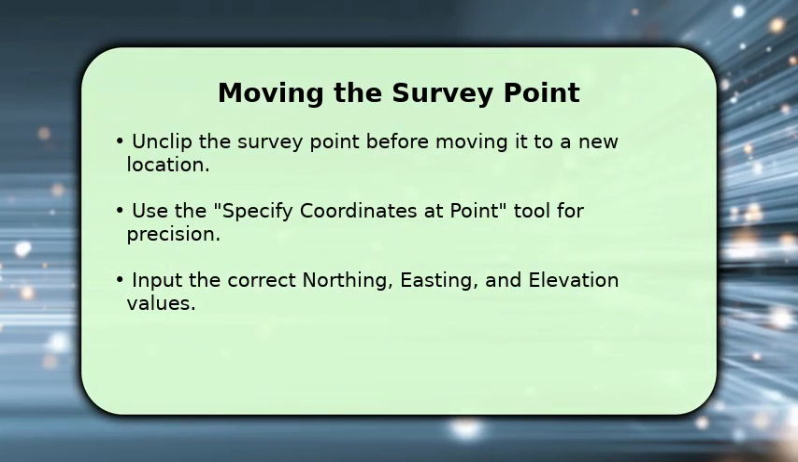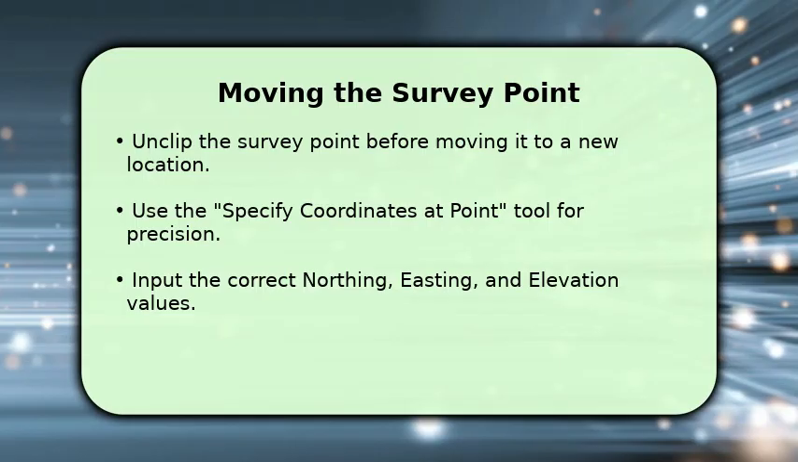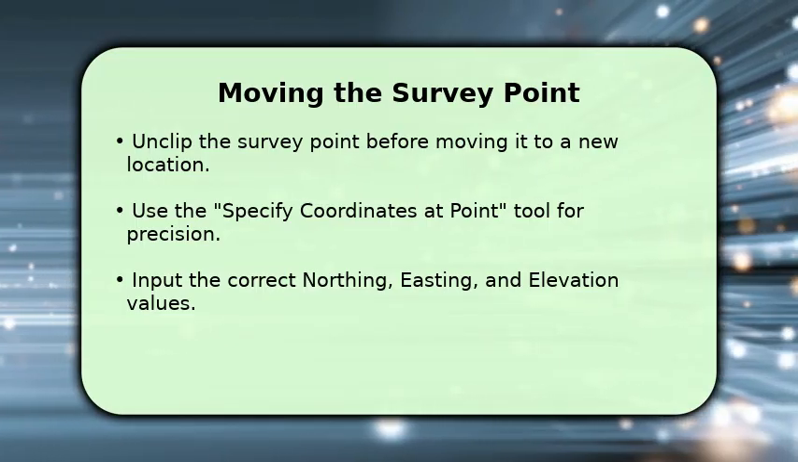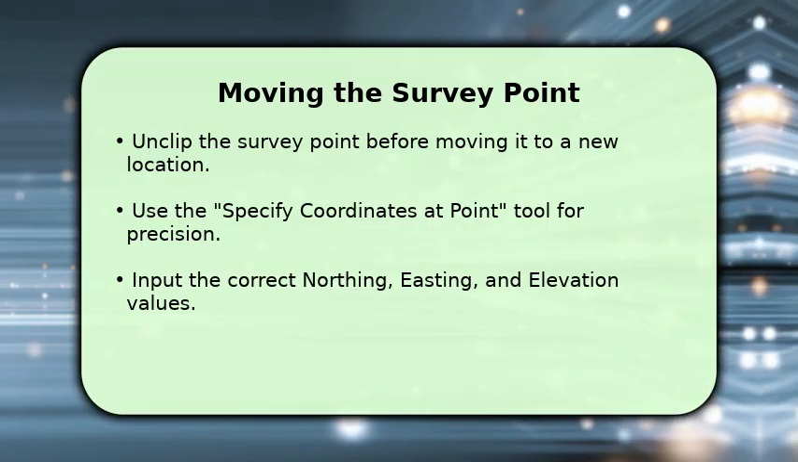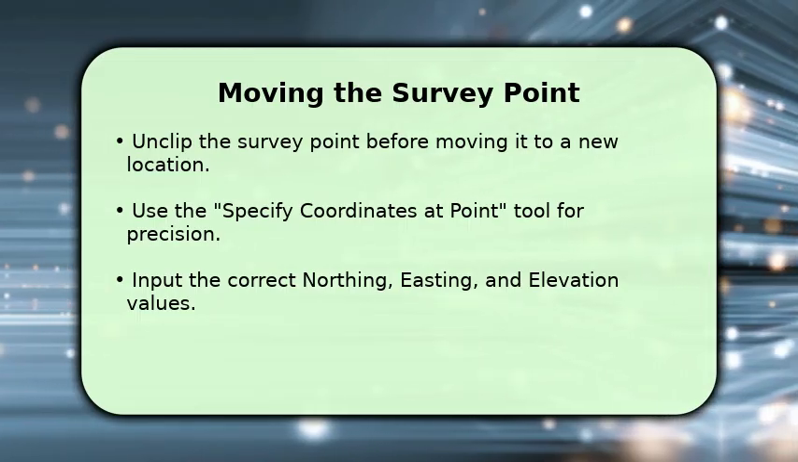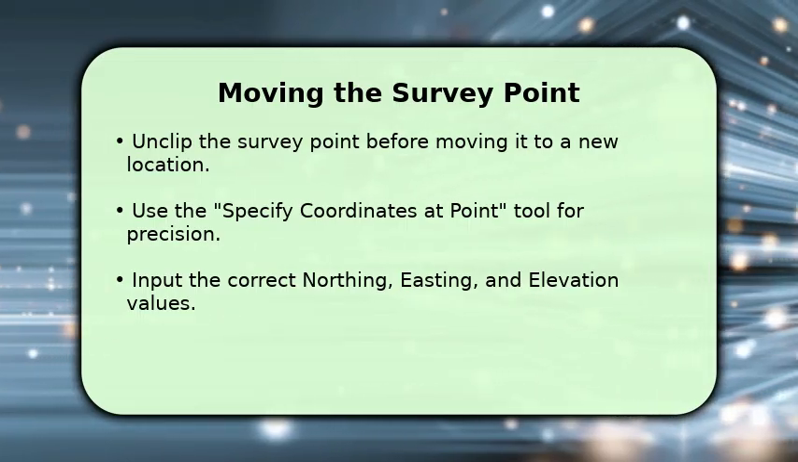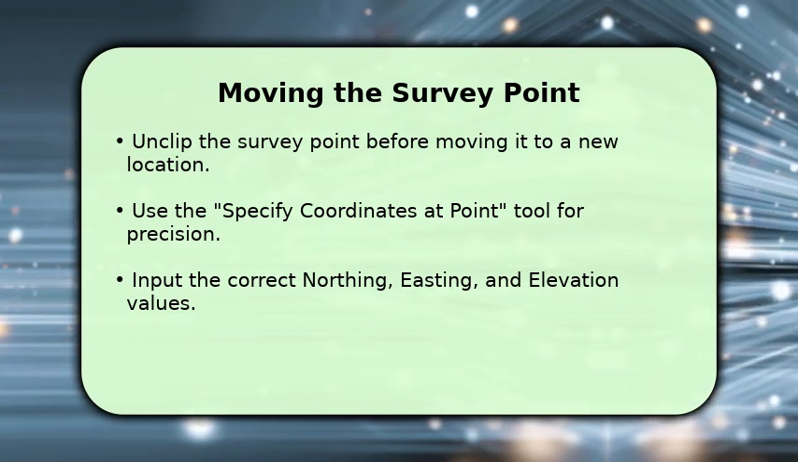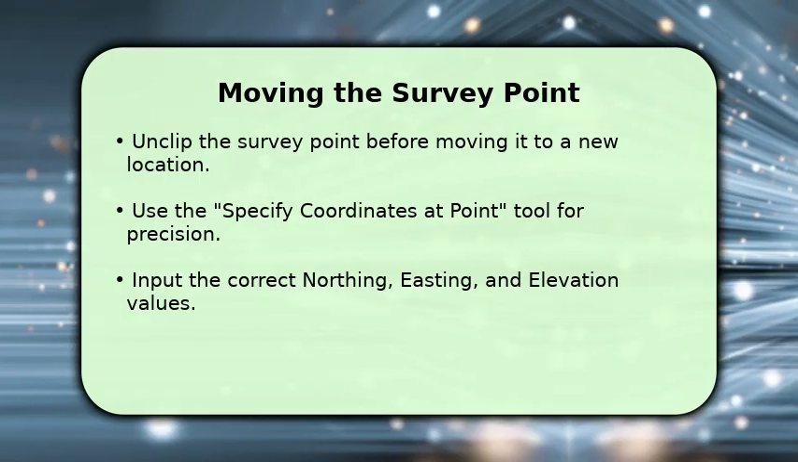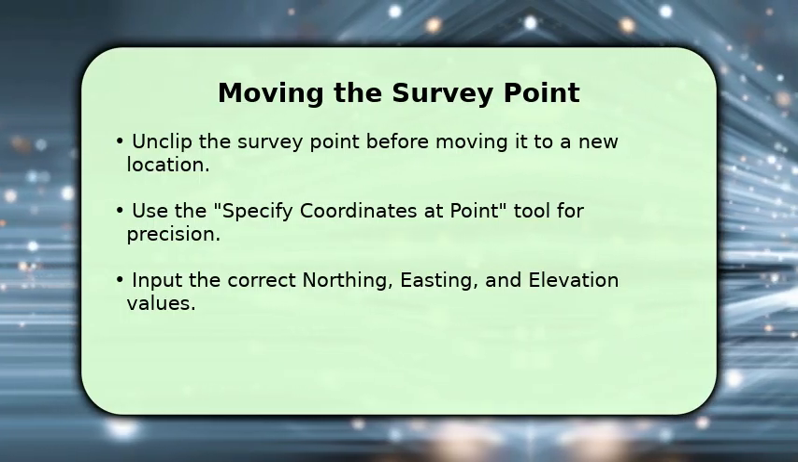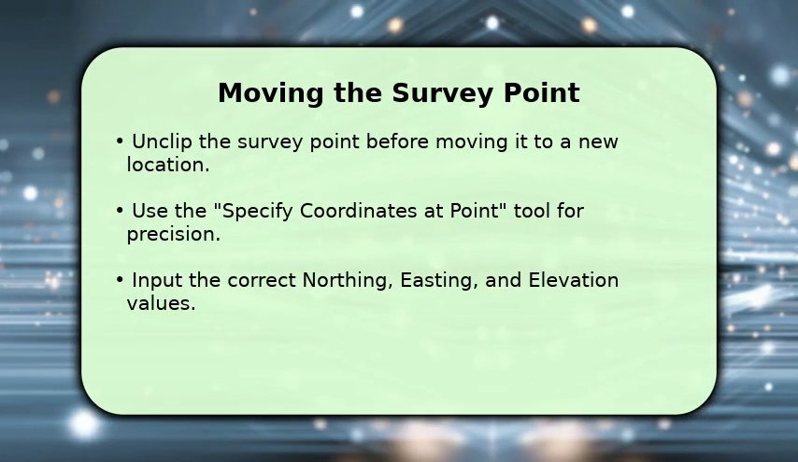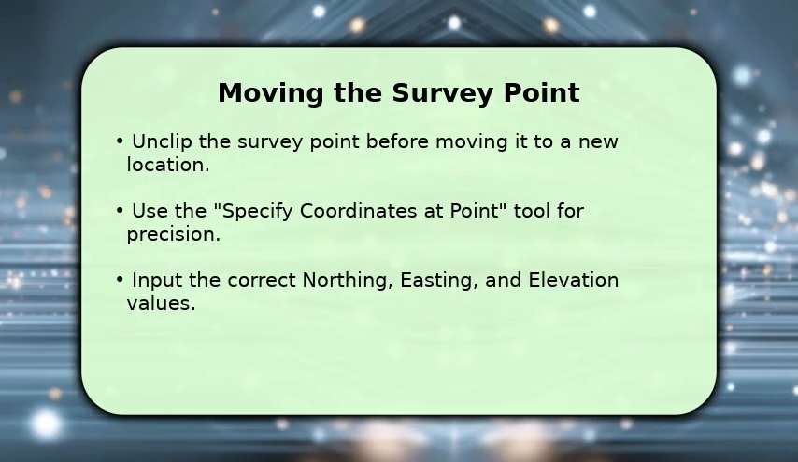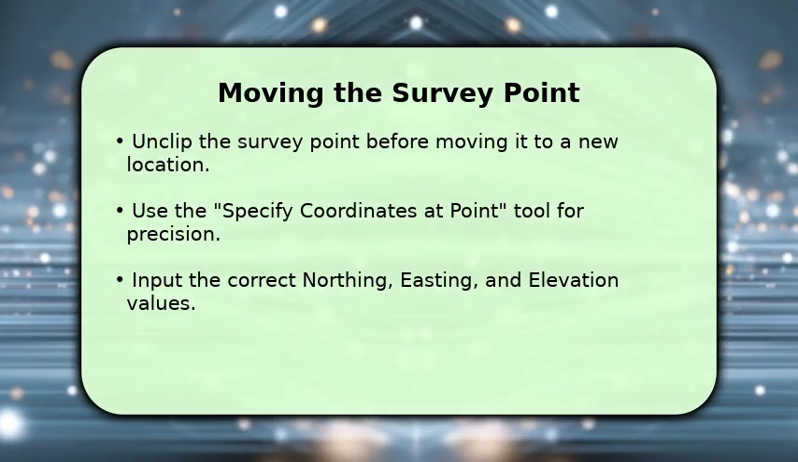To accurately set the survey point, you'll typically unclip it first. This allows you to move it independently of the project base point. Then, use the Specify Coordinates at Point tool. This powerful feature lets you input precise northing, easting, and elevation values, aligning your Revit model with the exact real-world coordinates provided by your site's survey data.